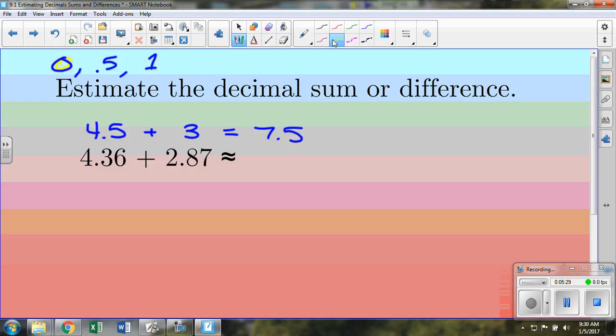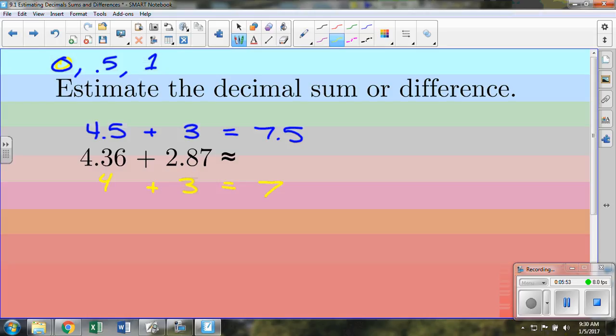If we did not allow for the possibility of rounding to a 0.5, if we only used whole numbers, 4.36 would round down to 4. 2.87 would still round up to 3, but then we get our approximation of 7. And so these two approximations do not agree with each other.